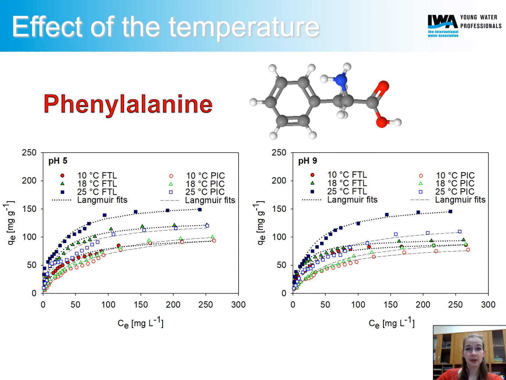Phenylalanine is a hydrophobic amino acid. As we can see, the removal efficiency is far higher than in the case of arginine. Moreover, there is almost no difference between the two examined pH values. On the other hand, the effect of temperature is much more pronounced in the case of phenylalanine in comparison to arginine. This was probably caused by the hydrophobic nature of phenylalanine. The dominant adsorption mechanism in this case was hydrophobic interactions, which are independent of the solution pH.